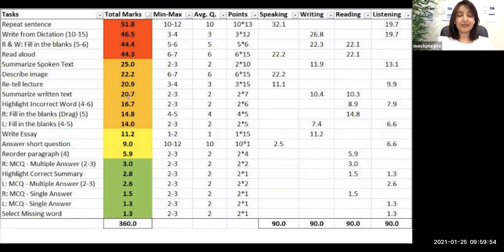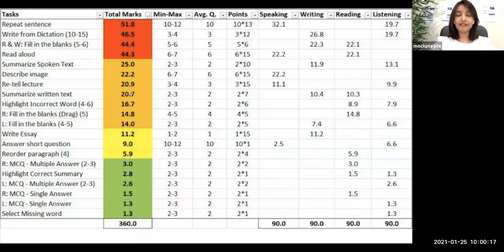It is carrying a total of 20.7 marks out of 90. It has a minimum of 2 questions, a maximum of 3 questions, and an average of 2 questions. And this is the item where you'll be reading a paragraph and summarizing it in one single sentence.